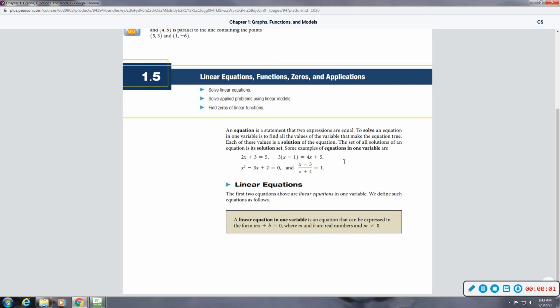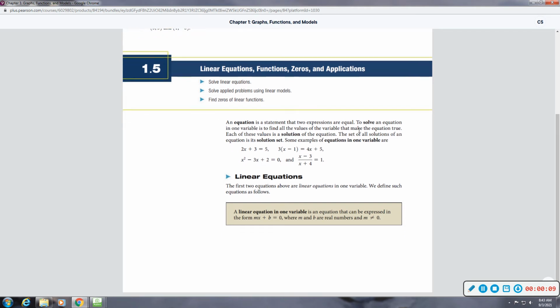All right, today we're going to be looking at section 1.5, linear equations, functions, zeros, and applications. You have a few definitions here in the text, and they give you a definition of a linear equation, something of this form: mx plus b equals 0, where m and b are real numbers. So generally, one variable, you could have two, y equals mx plus b, but the variable will not have an exponent. It'll be to the first power.